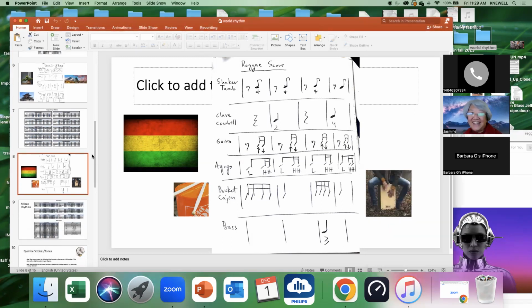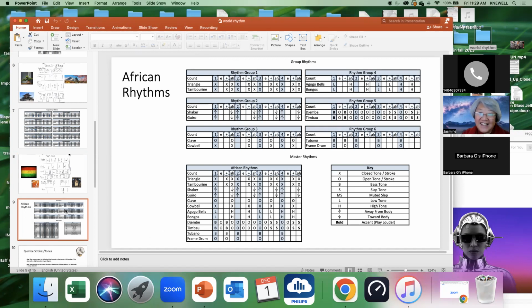And then hopefully the idea would be you guys have this. I'll send you this PowerPoint, and then you'll have the music, and you could play along. Pick an instrument, pick a tune, and play it, or play whatever you want. Change it up. The African one is a little harder. Pretty much the same instruments, nothing really new or different here.